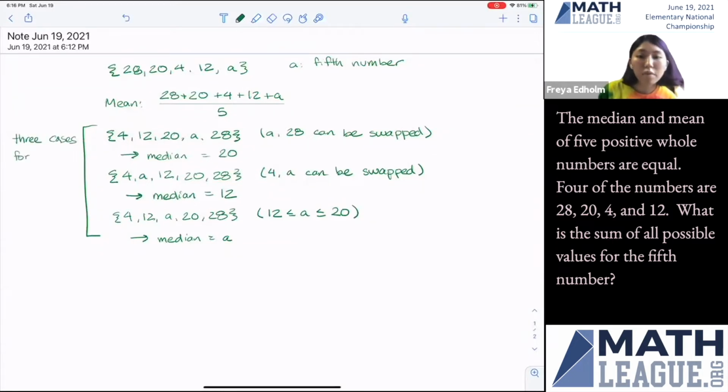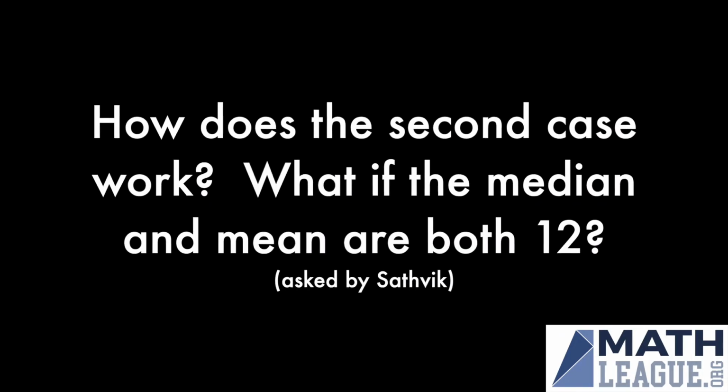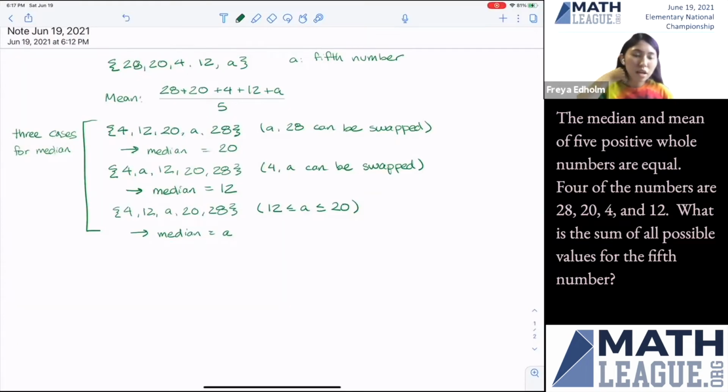I see a hand up if you want to ask a question. Okay, the second case, right here. So basically, if the median and mean are both 12, well, we'll see how that works. That basically means that A is between 4 and 12 or smaller than 4, or A is at most 12. Well, we might see that not necessarily every case works. And that's fine, but we just need to check all 3 of them before we can make an informed decision.